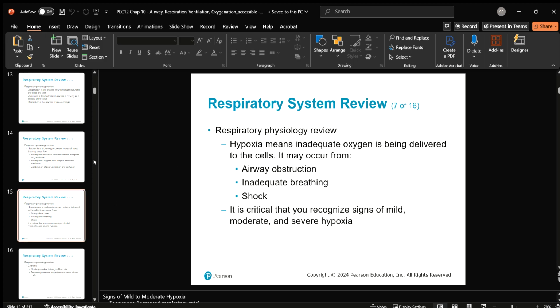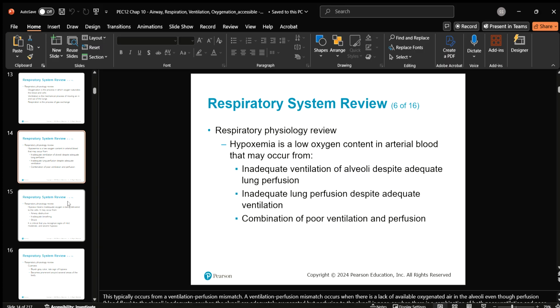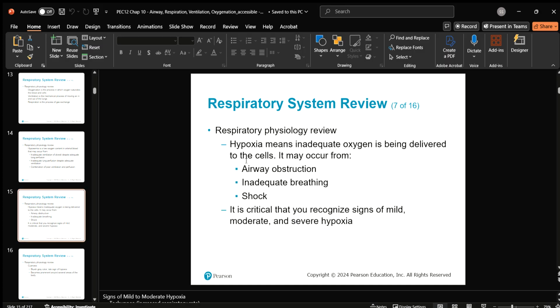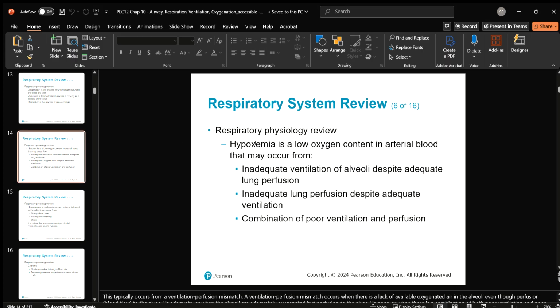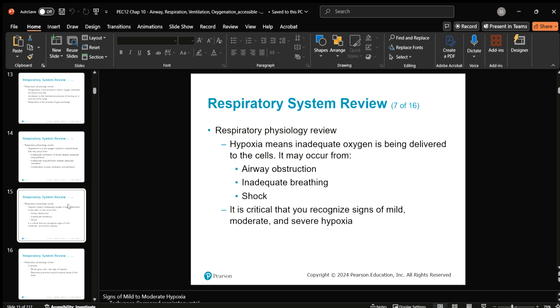Here's another thing. Hypoxia, actually, let's talk about this one first. Hypoxemia. Hypoxemia is low oxygen in your blood. The emia is in the blood, which is different from hypoxia, which is low oxygen in your cells. So hypoxemia can lead to hypoxia. There are other ways that you can develop hypoxia: airway obstructions, inadequate breathing, and shock. Those are other ways you can become hypoxic.